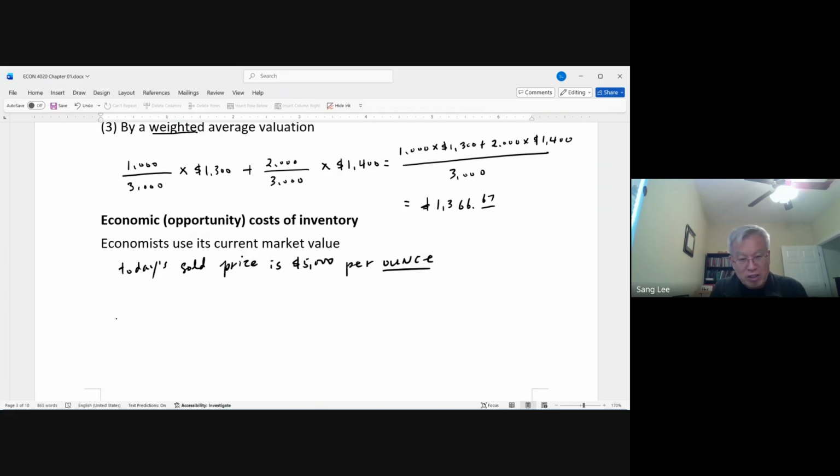So there is no formula for the opportunity cost of inventory, whether it is gold or any other product. The true opportunity cost of using inventory is its market value today. So on the test, if I say today's gold price is $5,000 per ounce, then regardless of what price you paid for gold in the past, the opportunity cost of using gold inventory today is today's market value, $5,000. Okay, all right.